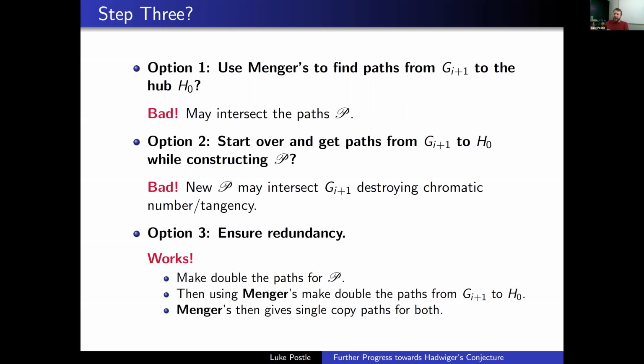So there's 2 ways for every vertex to get to the hub. Then, also using Menger's, I make double the number of paths I need from the future to the hub. So double from the past to the present, double from the future to the present. And a simple exercise of Menger's theorem says that if you have this double redundancy, you can actually find single copies from the past to the present and from the future to the present. And then it just works. They meet in the middle. It's an easy exercise, but I haven't seen this anywhere, and I'd be interested if anyone knows. It just works. It's amazing.